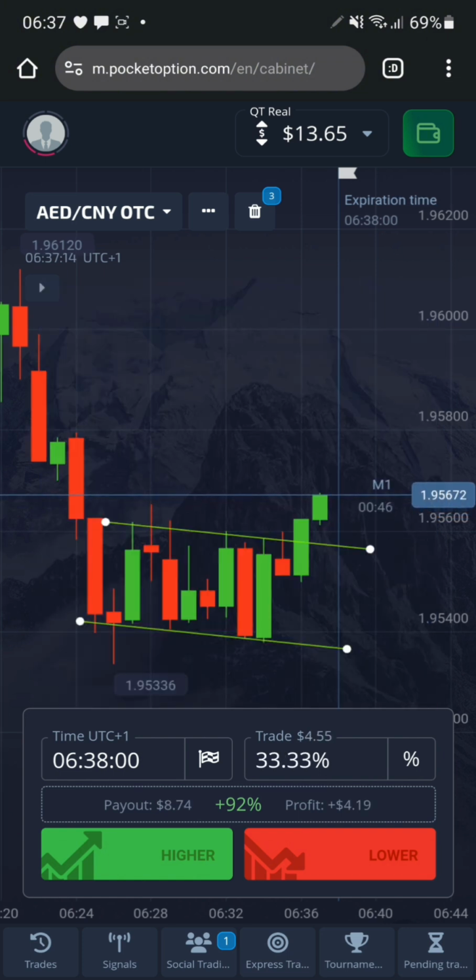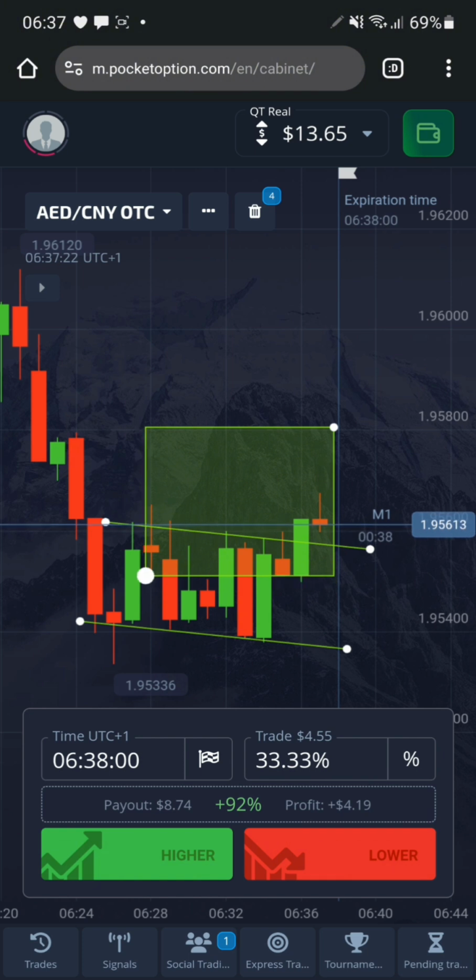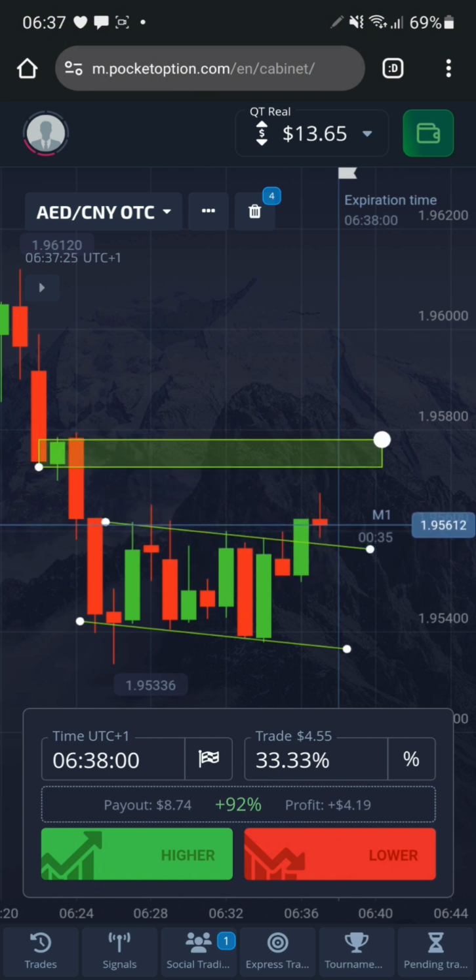So I'm trading with 33% of my balance. Though there's a supply area here, this might be a fake out. But I won't take the trade. They might push to this point, so I'll be waiting for that.